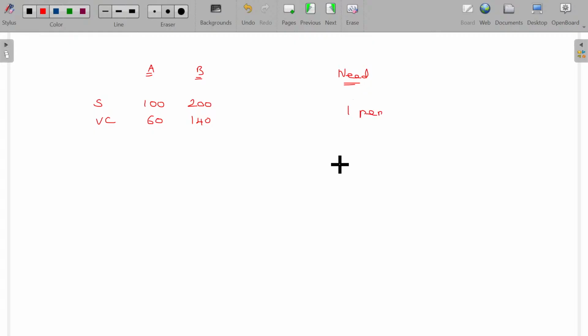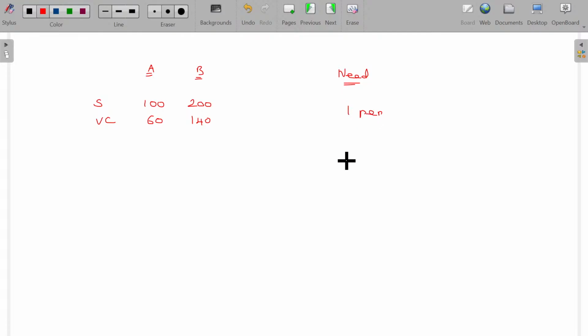If a customer comes to you and his need is one pen, tell me which pen do you want to sell to make increased profit? You naturally want to sell B. By selling A, you will be getting only 40 rupees. By selling B, you will be getting 60 rupees. Naturally, you recommend to sell B only.